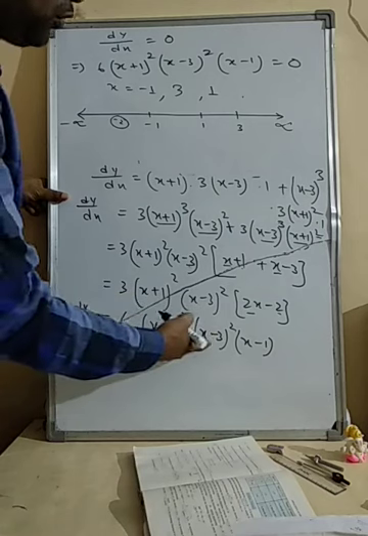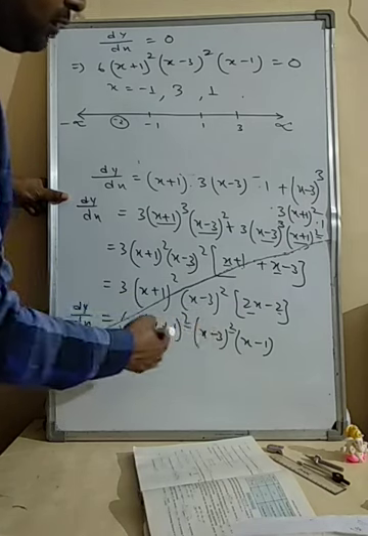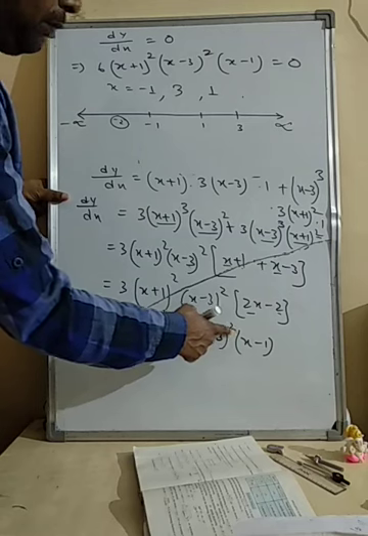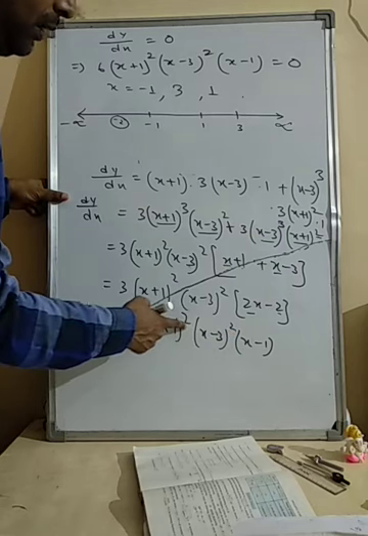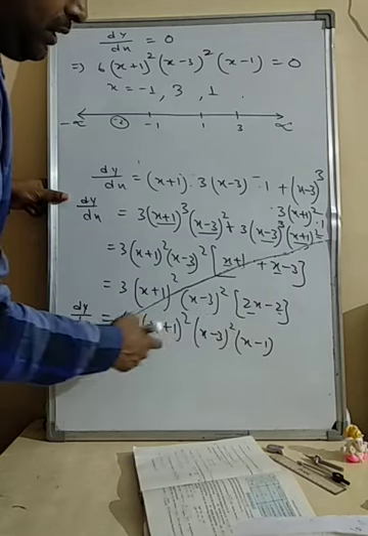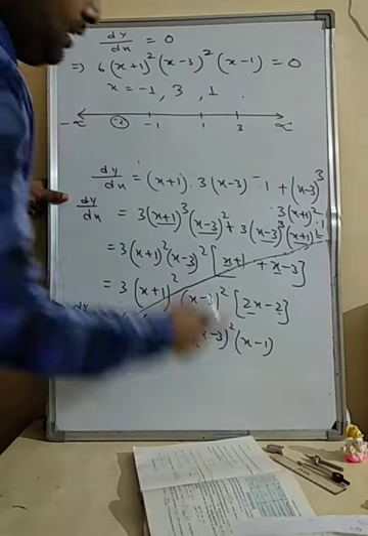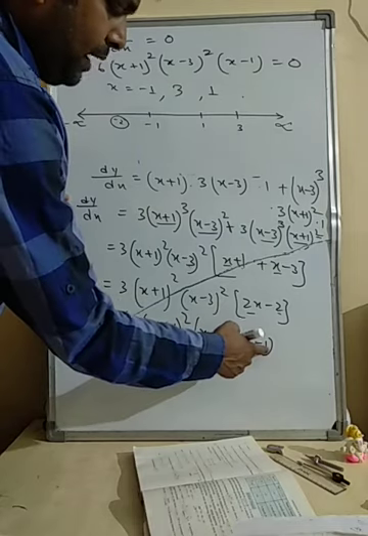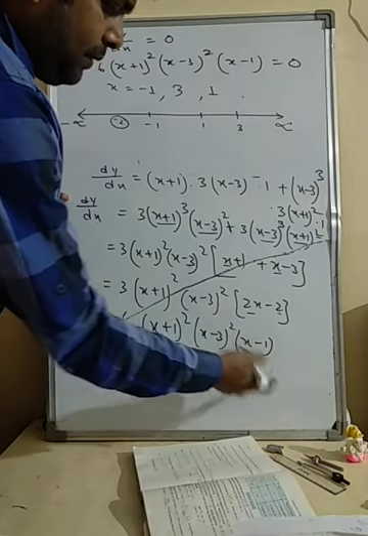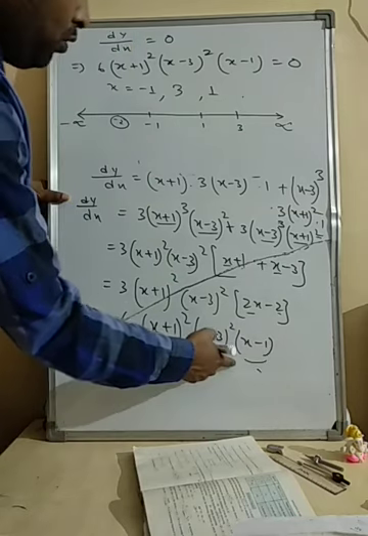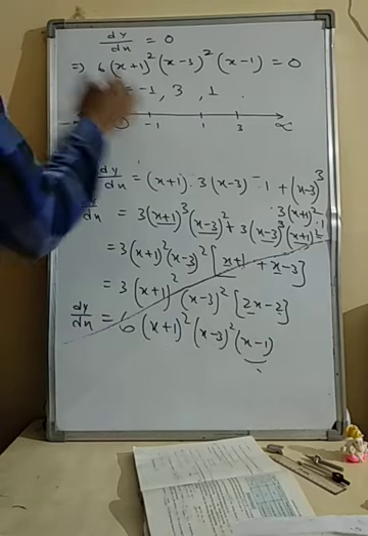This part will always be positive because the whole square is there. Anything whole square will be a positive value. It may be 0, and otherwise always positive. So no need to check here actually. Now see here. If I put x equal to minus 2, then minus 2 minus 1 will be minus 3. So ultimately this side will be minus. So the whole thing will be less than 0. Here it will be minus.